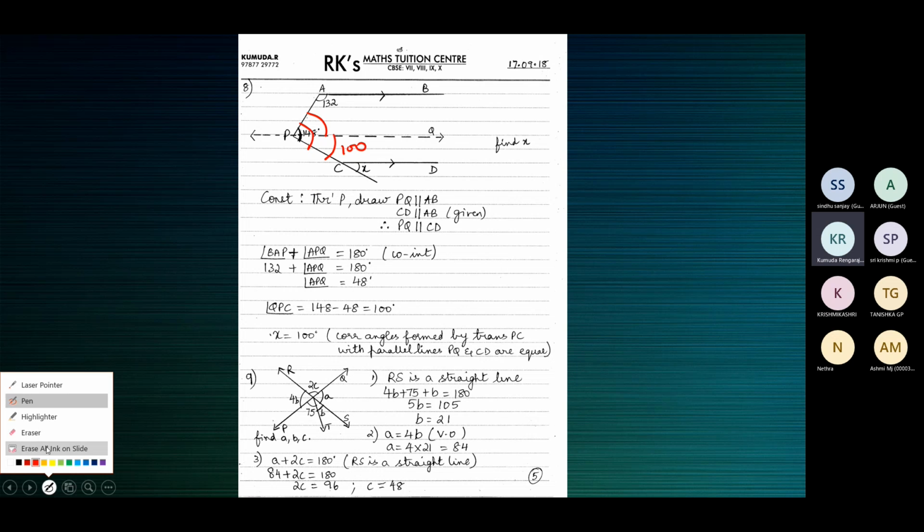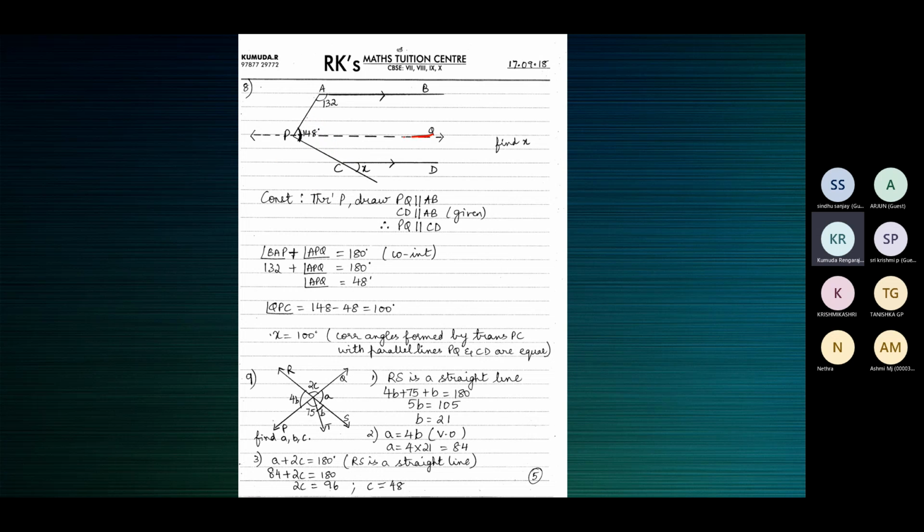So QPC, see here, is this angle. QPC is equal to 148 minus 48, which is 100 degrees. It's simple. Suppose this full angle is 60 degrees, and say this angle from here to here is 40 degrees. Obviously this portion will be 60 minus 40, 20 degrees.